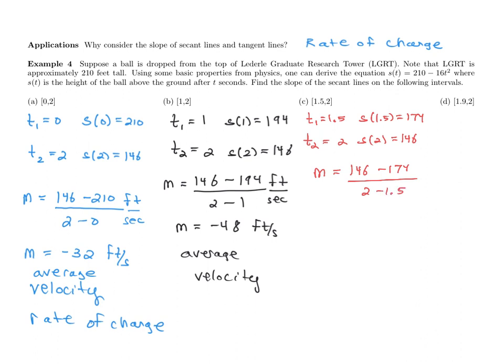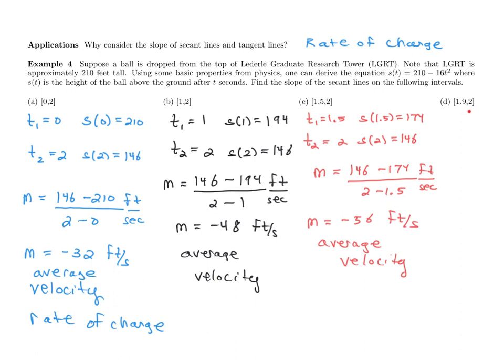Again, I'm going to type this into my calculator to get the answer. Okay, the slope that I got was negative 56. Again, still we have feet over seconds. So this is negative 56 feet per second. And that, again, is an average velocity. And the reason it's an average velocity is because it was over an interval.